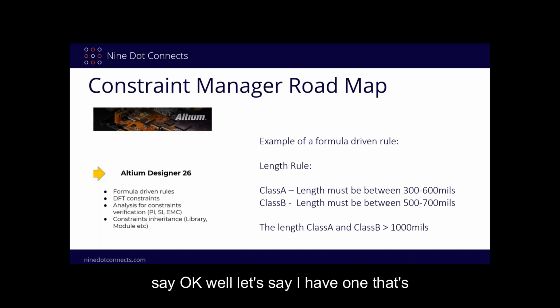Say, okay, well, let's say I have one that's 500 and one that's 600. I can have yet another rule that says, okay, look, you've passed Class A and Class B's requirements, but I have another rule that says you have to still keep the length less than 1,000, and at that point, that would be a violation. So that's the idea of a formula-driven rule, at least a very simple one.